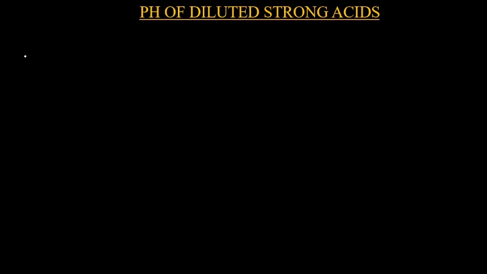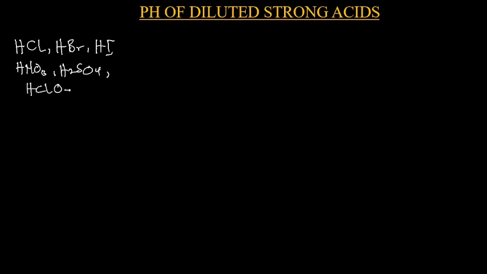But just as a quick reminder, the strong acids usually are HCl, HBr, HI, HNO3, H2SO4, HClO3, and then HClO4. Okay, so these are the strong acids. Now you realize I repeat this in almost all the tutorials so that you get used to it. It's something you need to have.